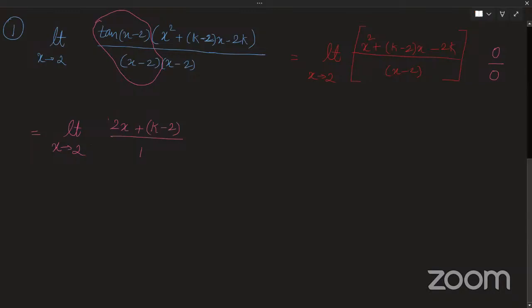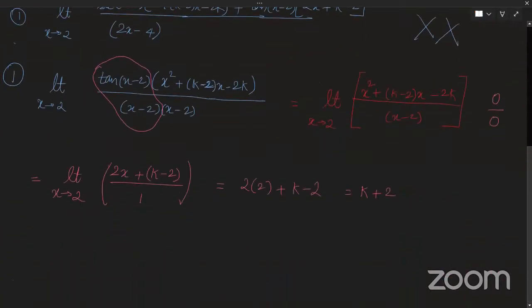So first of all, is this an indeterminate form? No, I can just directly input my value. So it is 2 into 2 plus k minus 2, so I get it as k plus 2, right? And the value of k plus 2 equals 5, so k is equal to 3, not 7. I guess you made a mistake somewhere around here. You took it as k minus 2, that is why you got the answer as 7, I guess. So just check your calculation again.